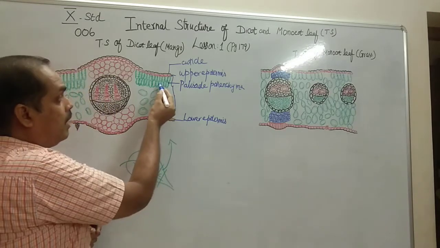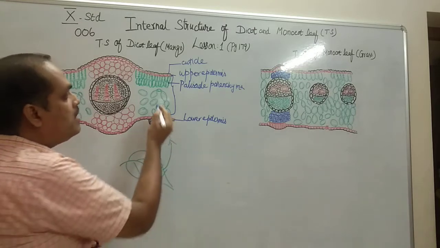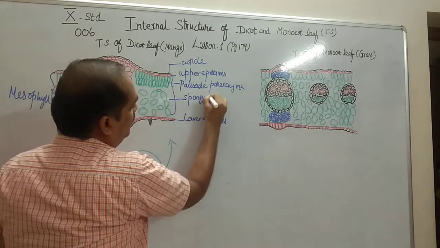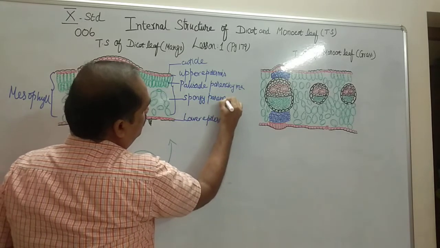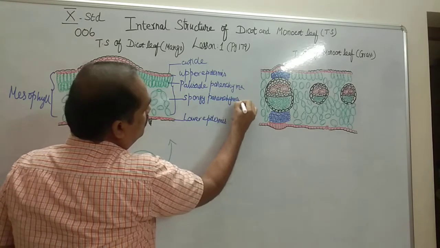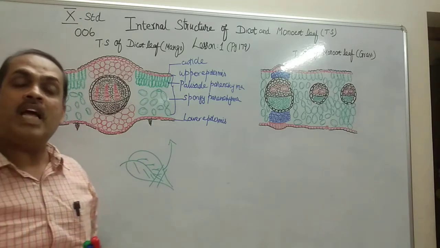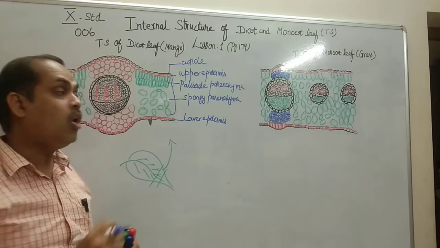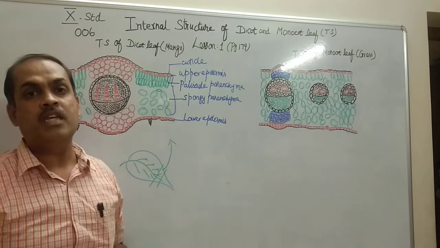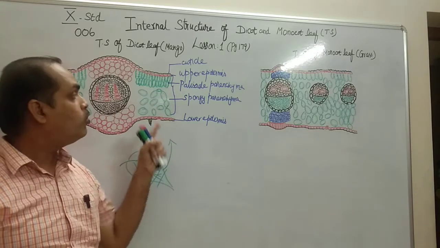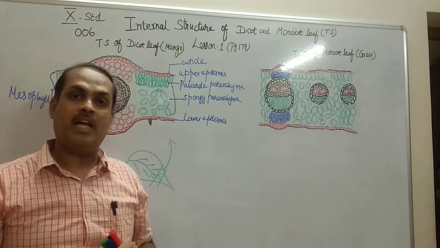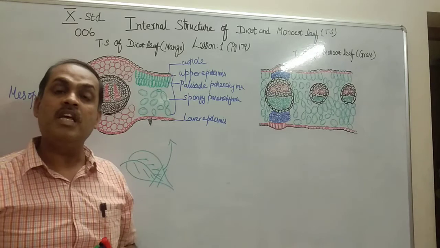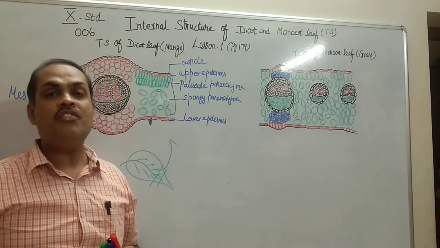Now, below this palisade parenchyma is the spongy parenchyma. So, this is spongy parenchyma. Now, spongy parenchyma doesn't have a proper shape. They are irregularly arranged with a lot of intercellular spaces. When you see the number of chloroplasts, chloroplast is of course found in the spongy parenchyma, but they are less in number. Since they have more intercellular spaces, their function is exchange of gases.